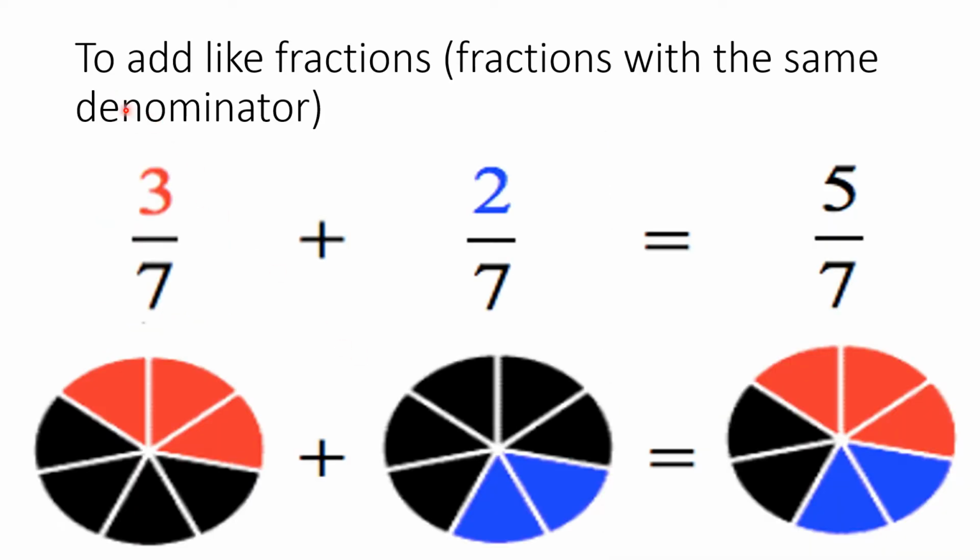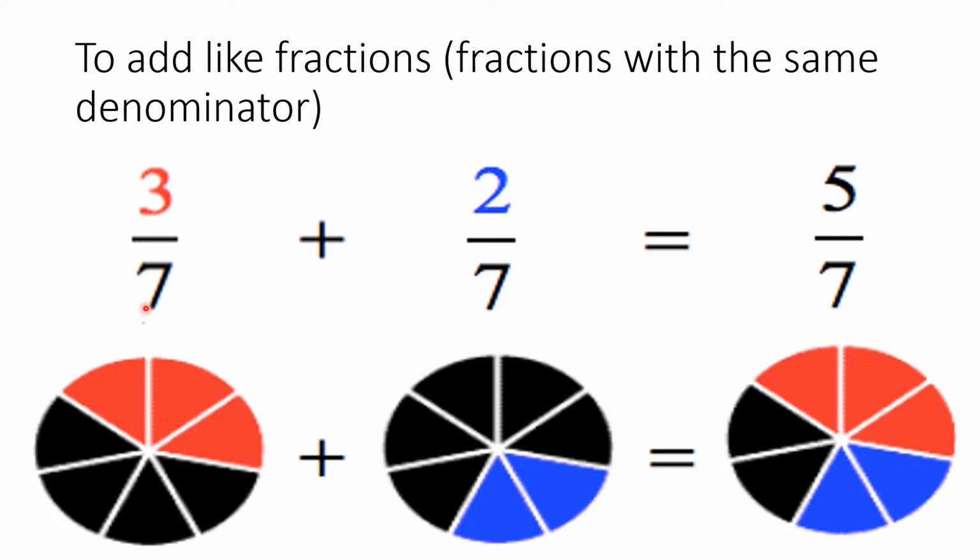At first we will learn to add like fractions. Like fractions means fractions with same denominator. For example, just see here 3 by 7 plus 2 by 7. Here denominators are 7 in both fractions.